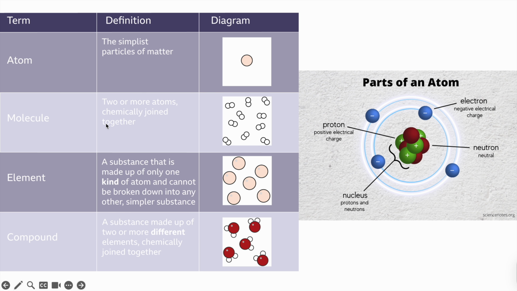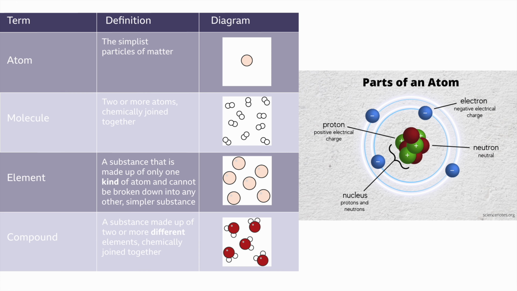Now a molecule is where you have two or more atoms chemically joined together. Okay, so imagine this atom and another atom joined together. That is a molecule. Two or more atoms chemically joined together.